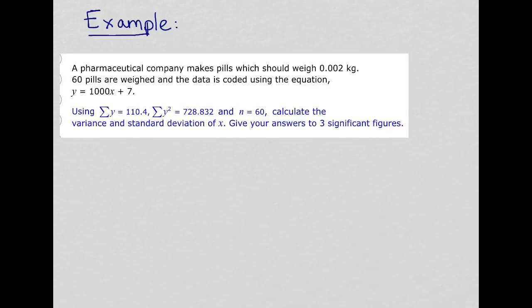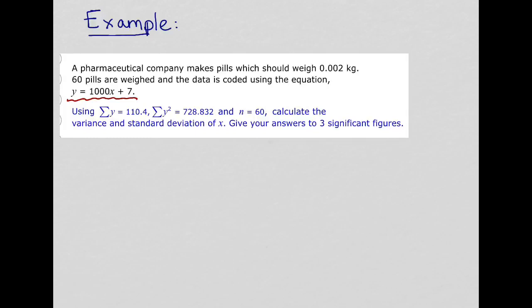Okay, so we've got some data which is actually already being coded. So all of our x values have been multiplied by 1,000 and we've added 7 onto it, and then we've got our new data. So this here is my coded data. What I need to do is calculate the variance and standard deviation of x.